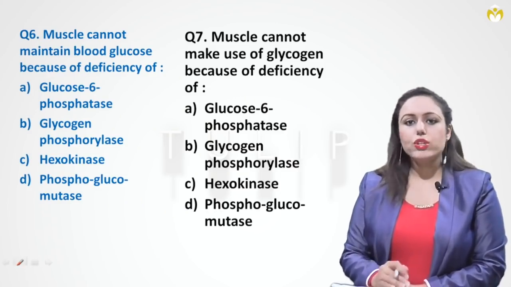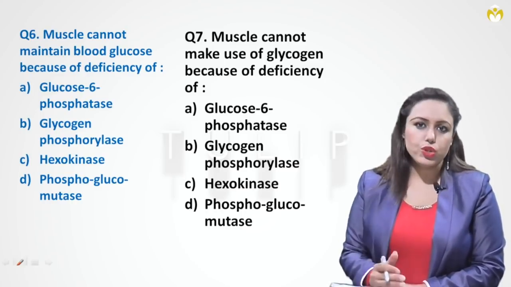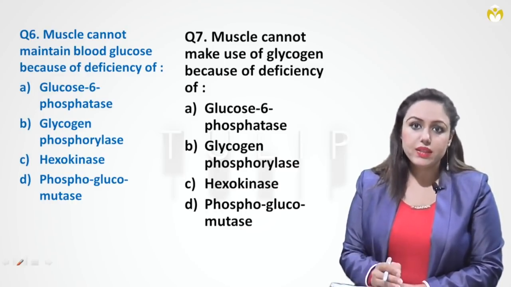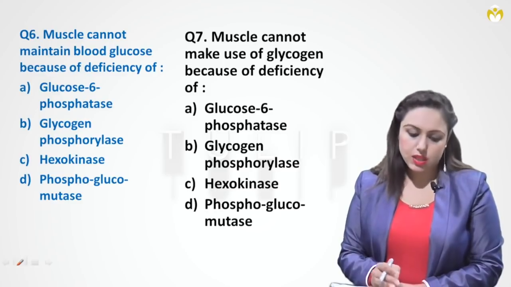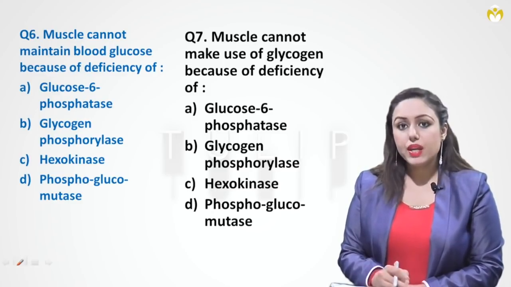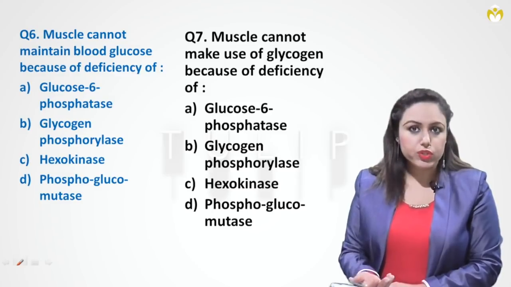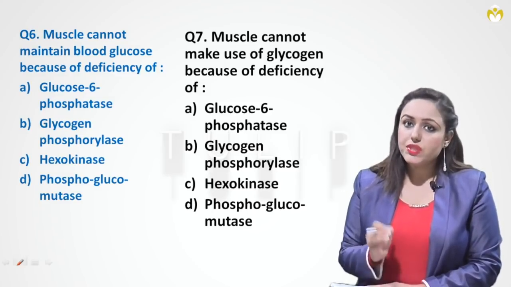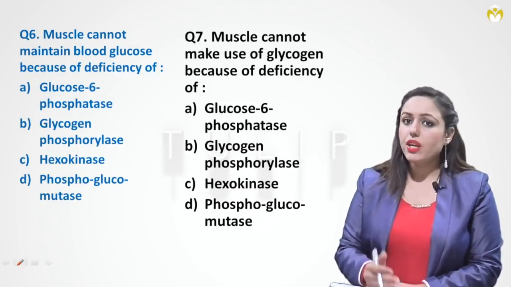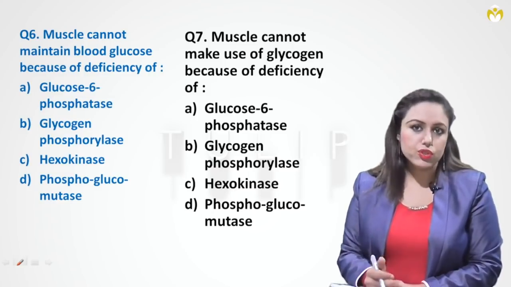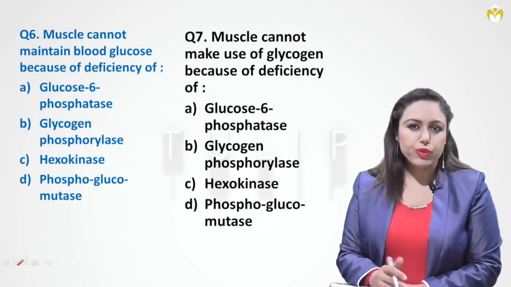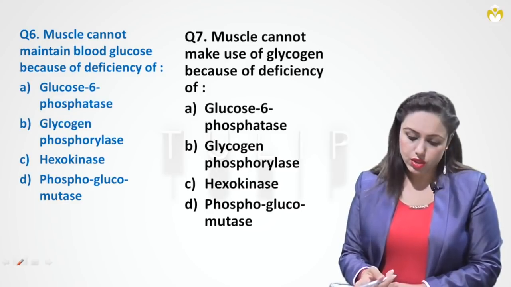Next, I am taking 2 questions together because there is a little confusion between these 2 questions. So I'll clear that here. Question number 6 is, muscles cannot maintain blood glucose levels because of deficiency of which enzyme? Question number 7 is, muscles cannot make use of glycogen because of deficiency of which enzyme? So these are 2 different questions. Be careful in reading the question.